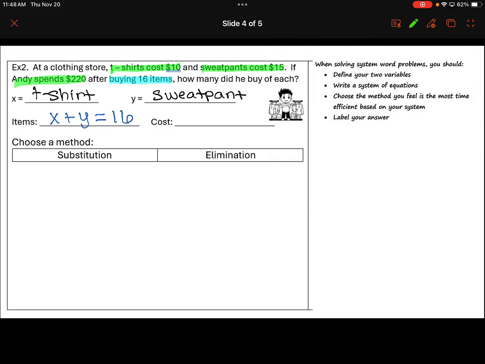So now I'm going to use that information. A t-shirt was 10, so 10x. A sweatpant was 15, so 15y. Equals my grand total of 220.